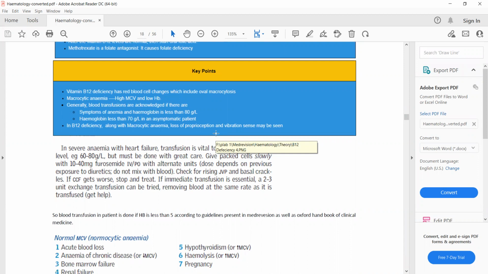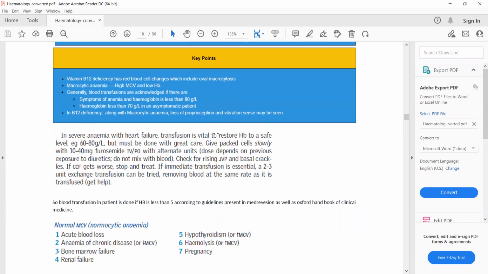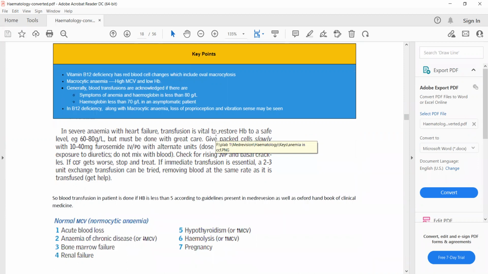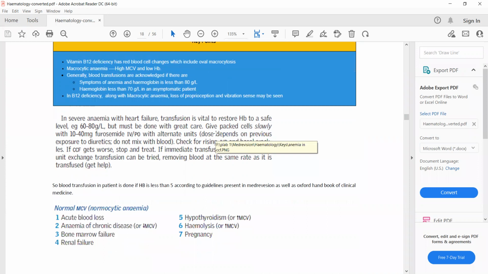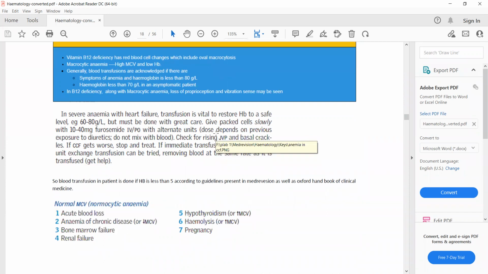So what are the indications for blood transfusion? Again, if there are symptoms of anemia and hemoglobin is less than 80, or if hemoglobin is less than 70 gram per liter in an asymptomatic patient, and hemoglobin of less than 50 gram per liter, or 5 milligram per deciliter, in a patient with a history of CCF or ischemic heart disease, then we'll transfuse the blood.